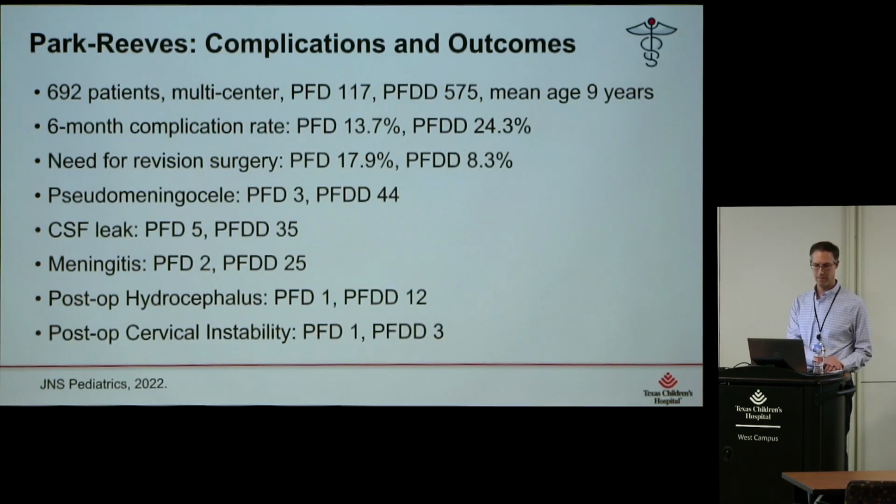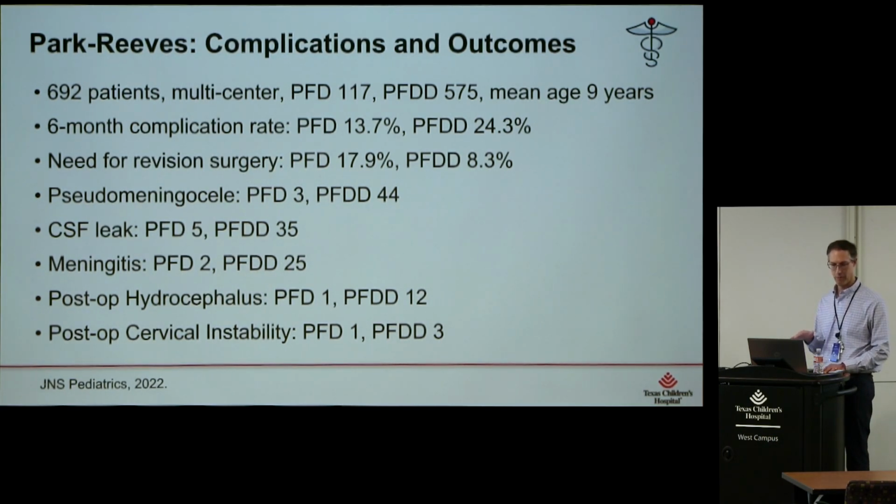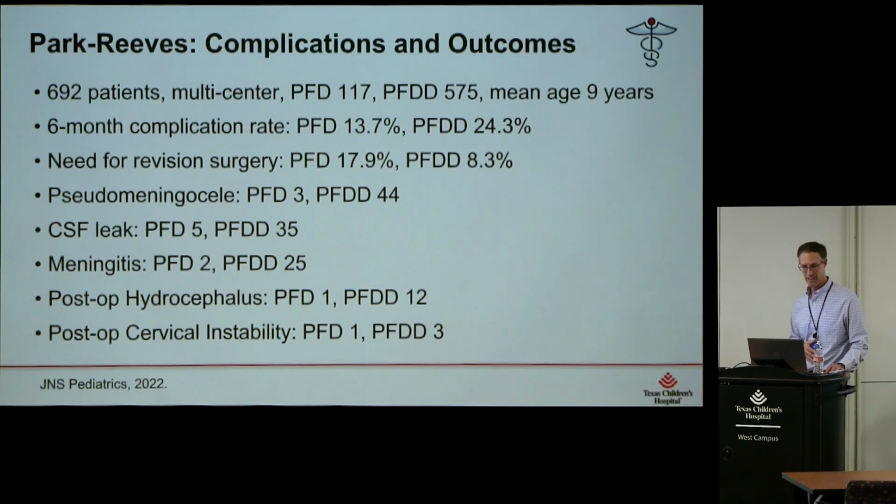There are similar outcomes with a large database study called Park-Reeves. I was part of this study. This is a multi-hospital collaborative, so 692 patients. It's a lot of patients to study. The PFD is a decompression. The PFDD is decompression with duroplasty. So that's where you sew in a patch into the covering around the brain to give more room, because Chiari is a problem where there's not enough room around the back of the brain, and so that causes the obstruction of spinal fluid and some of the symptoms.